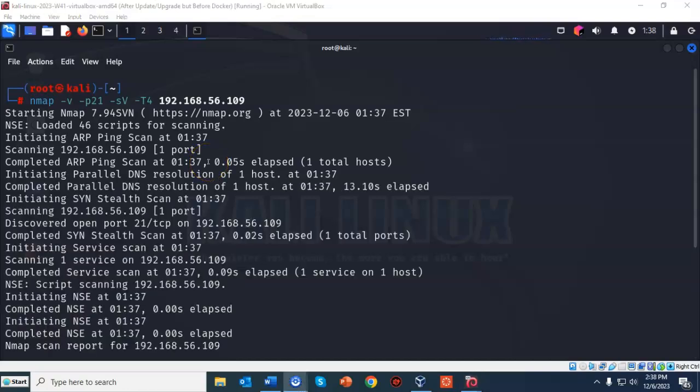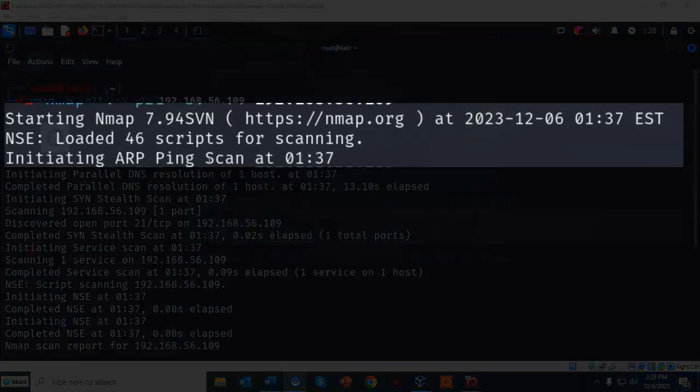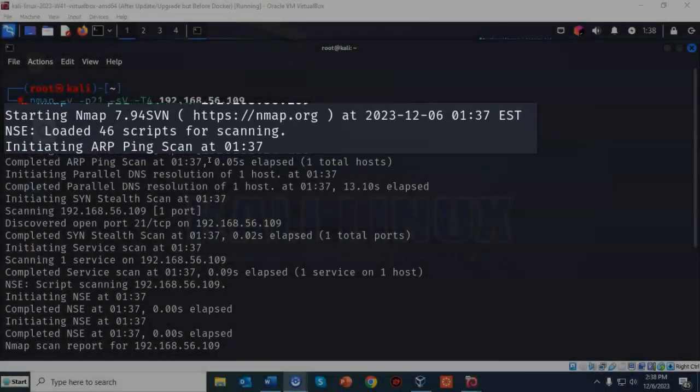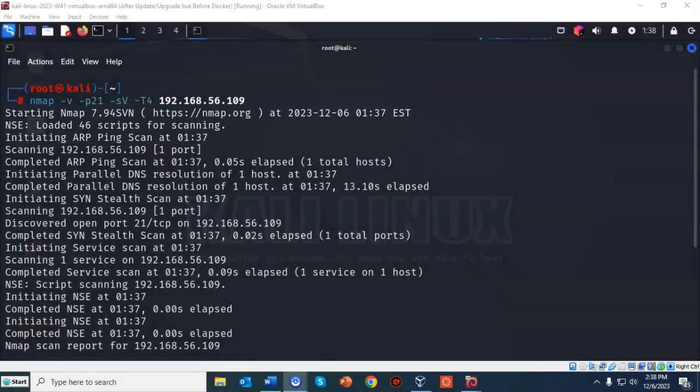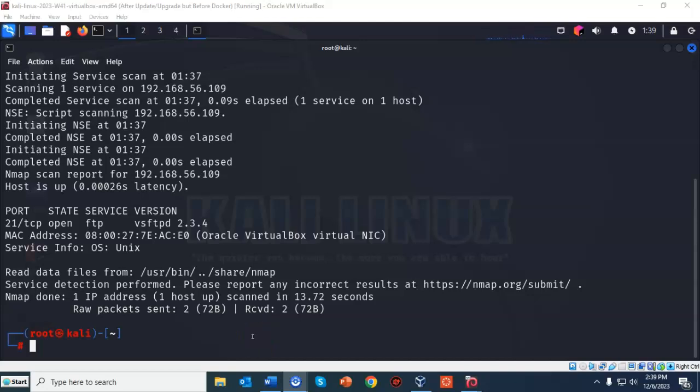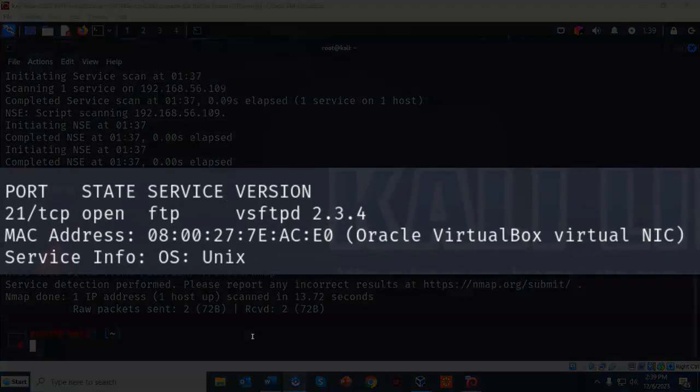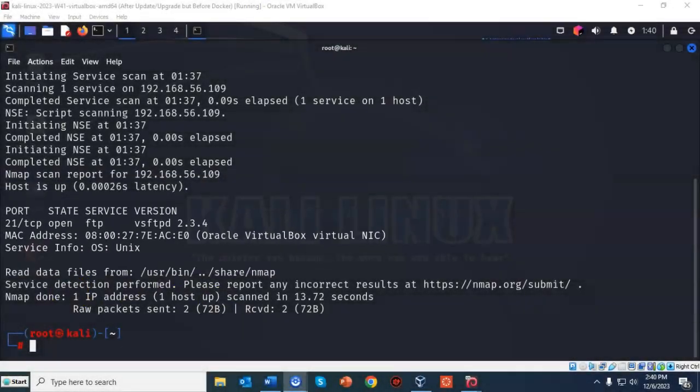By putting Nmap into verbose mode, it is going to load 46 scripts that it's going to use for this particular scanning. So we got the results back, and it looks like this FTP service is running an older version of vsFTPd 2.3.4 that is also running on a Unix platform. And so we've gotten some more information, but we can still continue to enumerate further and find out some information about this FTP service that is running on our target machine.